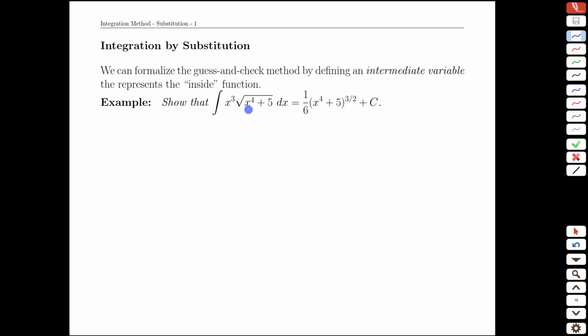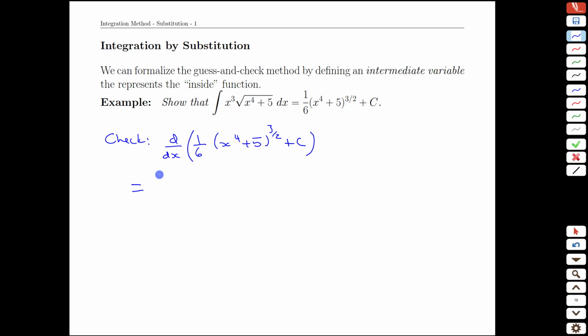This is a complicated looking beast, but there's a claim that this is in fact the antiderivative. We're asked to show that. Keep in mind, if you're asked to show that an answer is correct, that an integral is correct, that's actually really easy. We just need to differentiate the antiderivative and see if we get back to the original function we started with.